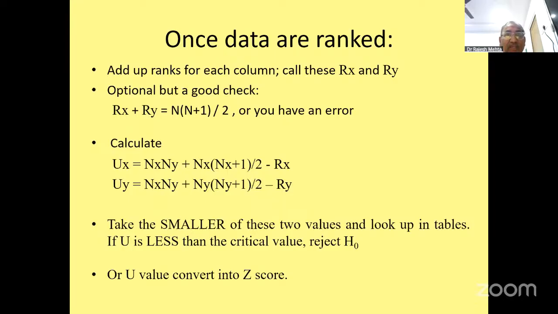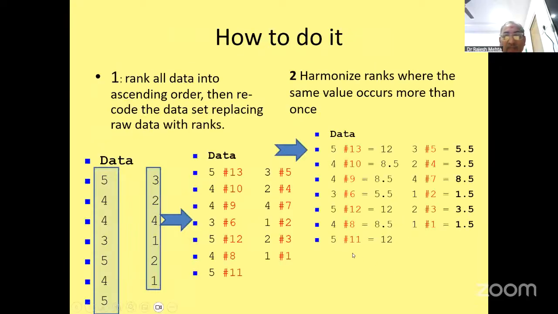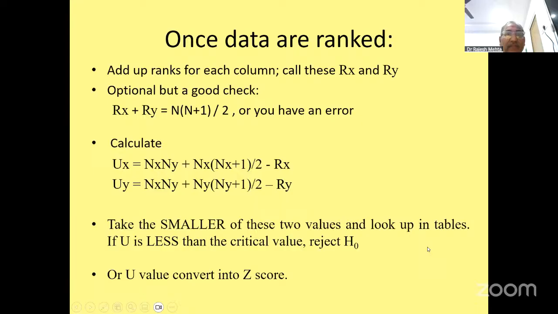Add up ranks for each column, call this Rx and Ry. This column or this and this, right? That is the Rx and Ry. Optional but a good check: Rx plus Ry is equal to n times n plus 1 divided by 2, n is the total number, right? N is the total number.